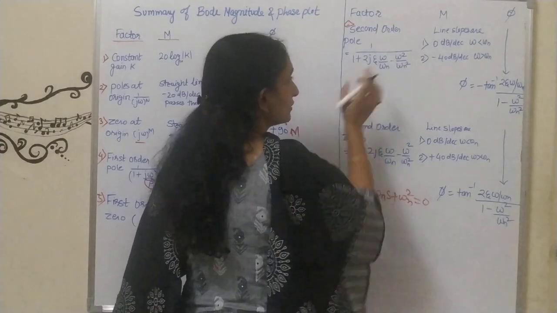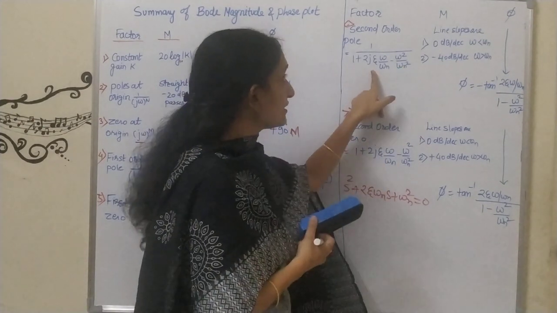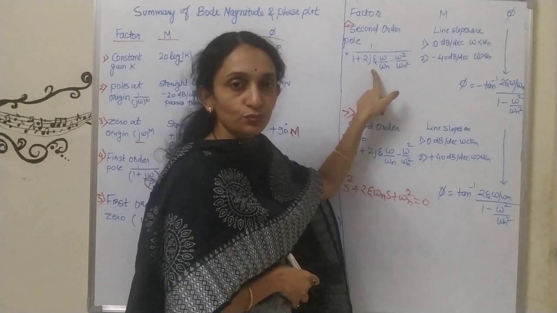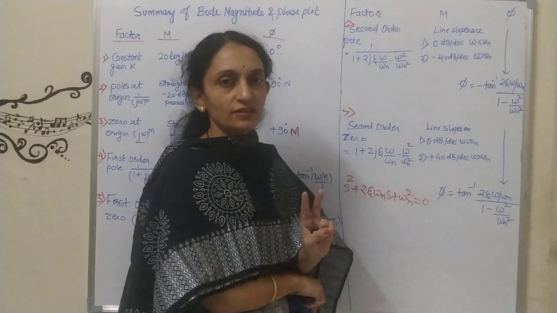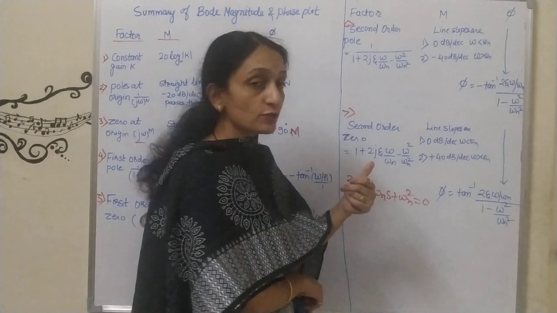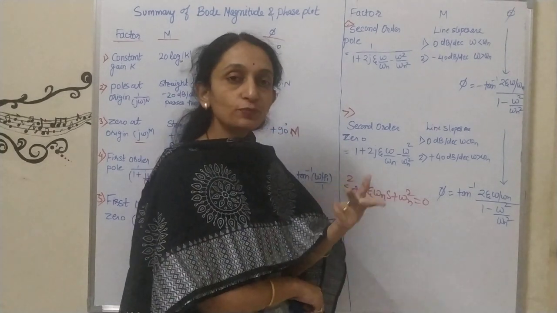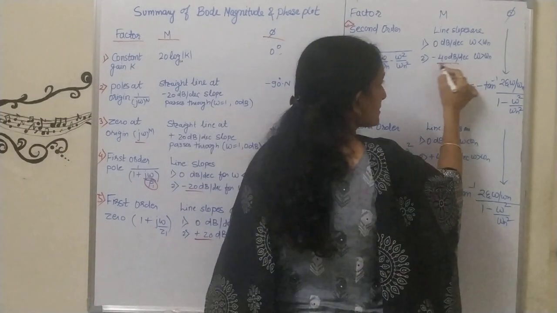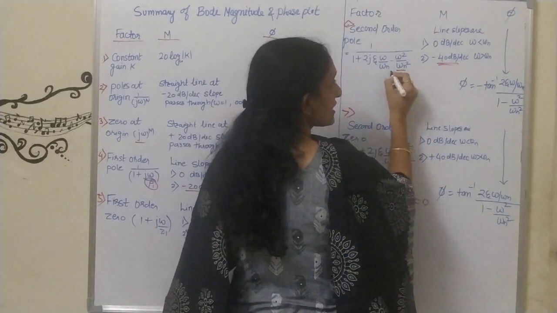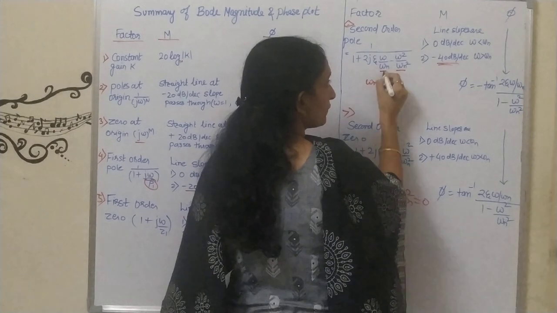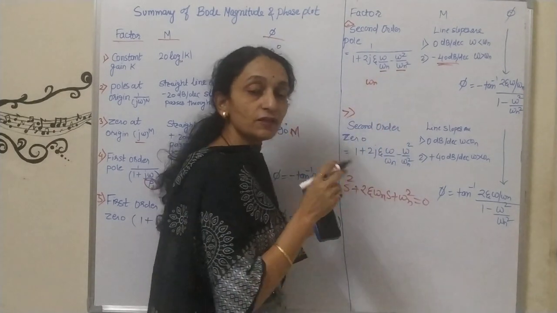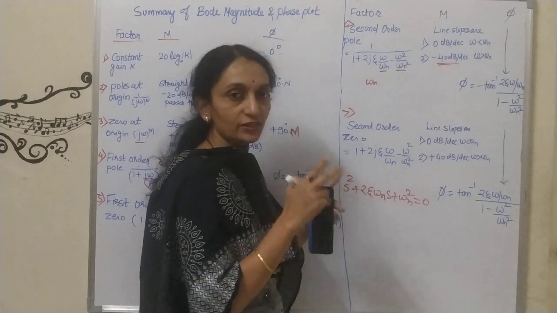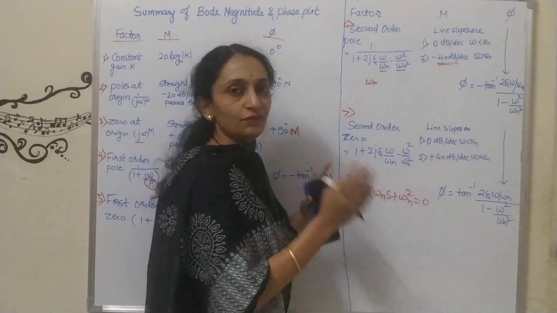Okay, so the important thing here: second order means the highest power of s in the denominator is 2. So two poles are there. One pole contributes a line slope of minus 20, so two poles will contribute a line slope of minus 40. Again the same thing is there. Look at this, this is your corner frequency. Whatever I have shown here, omega n, this will give you the corner frequency.